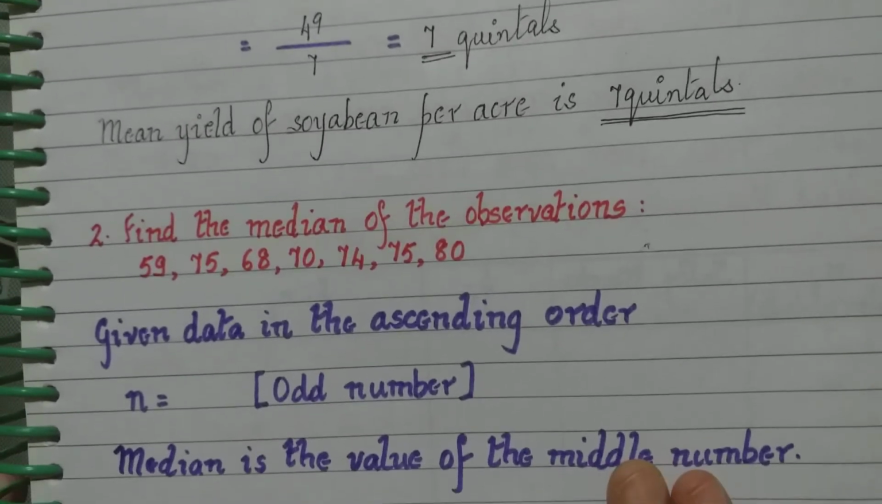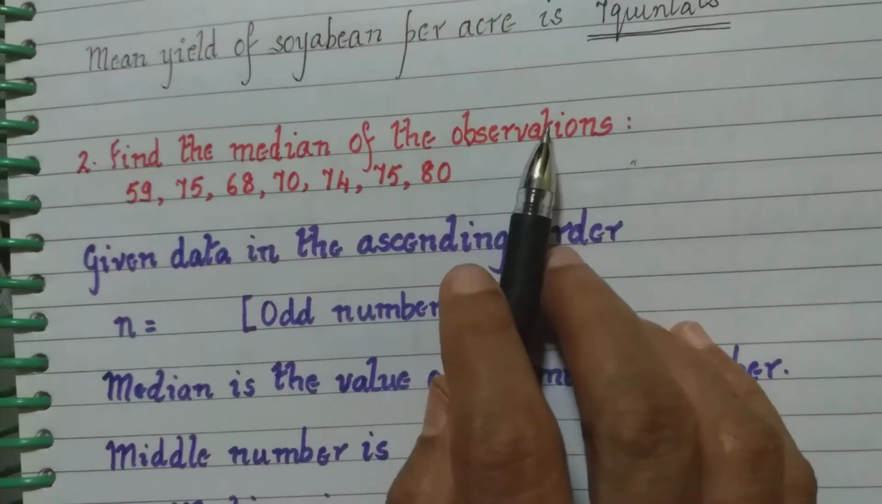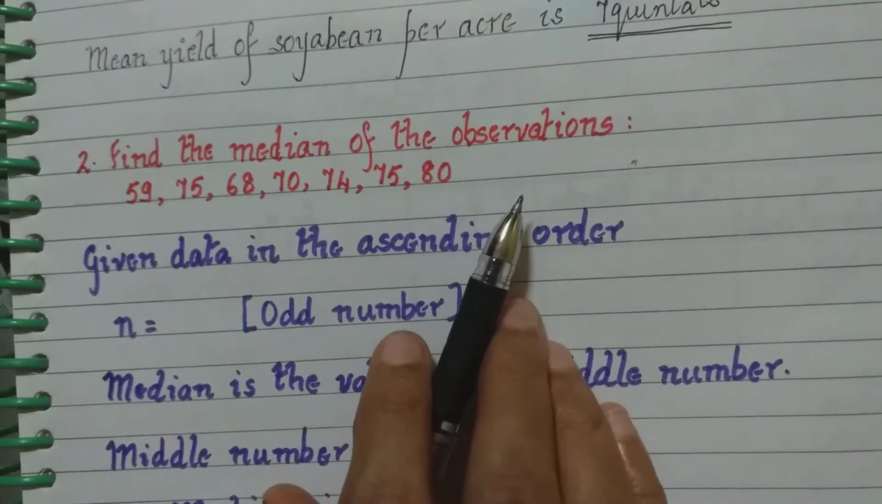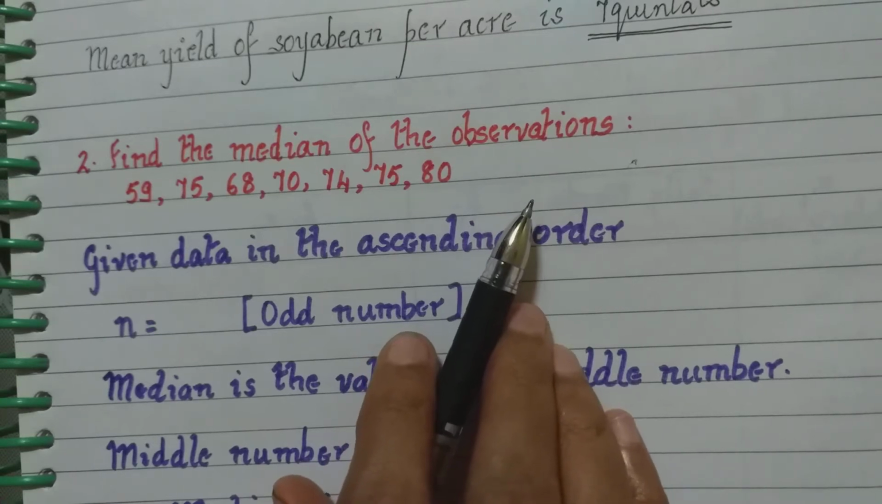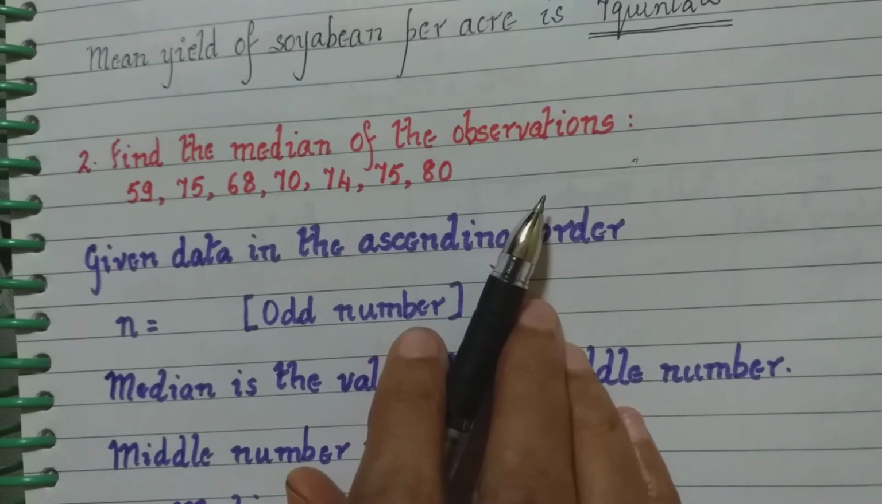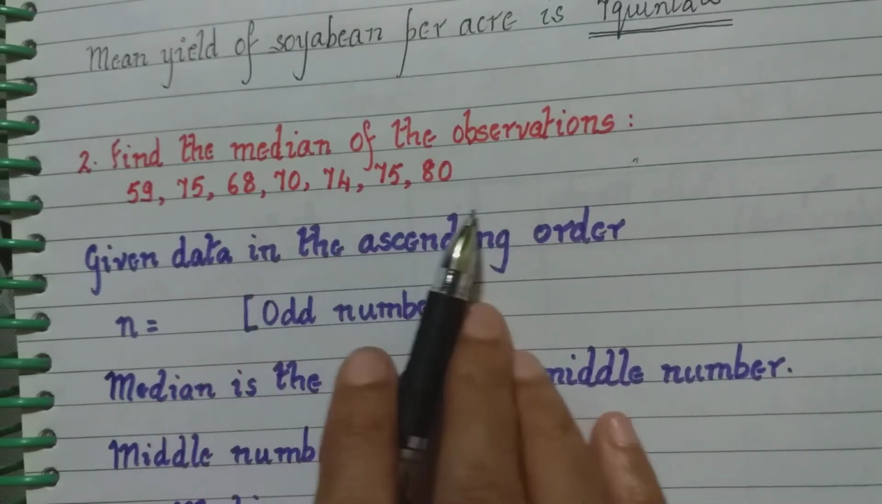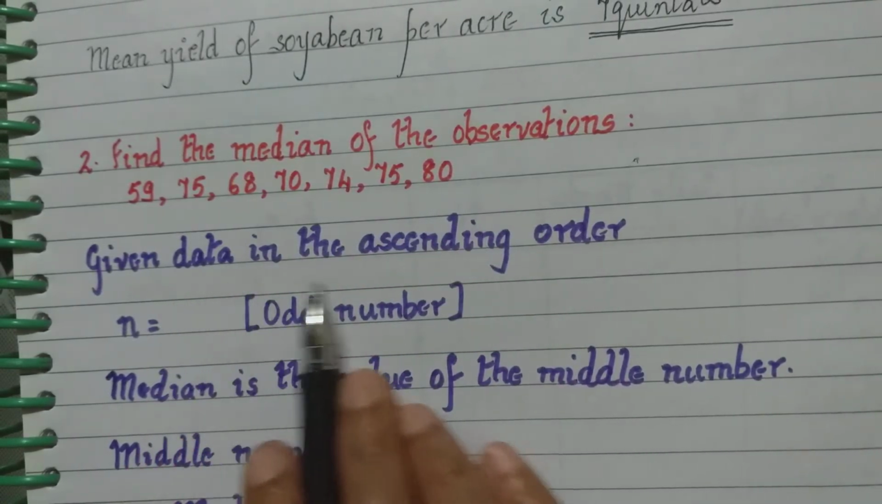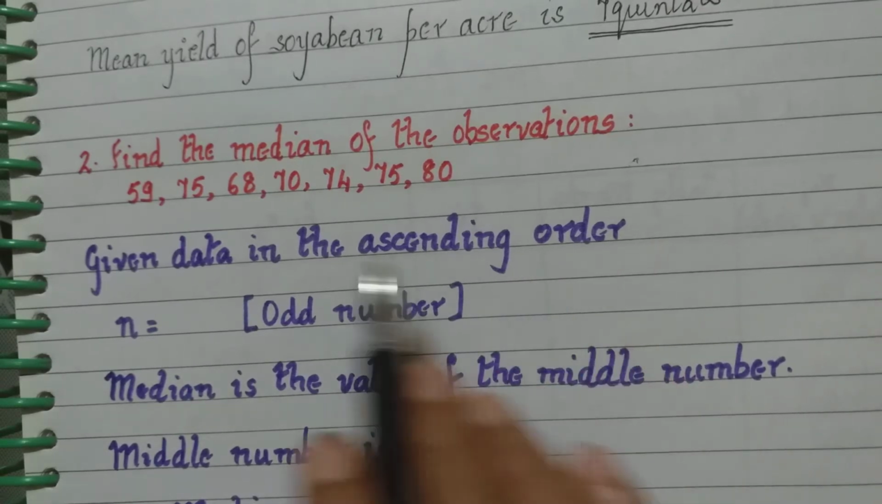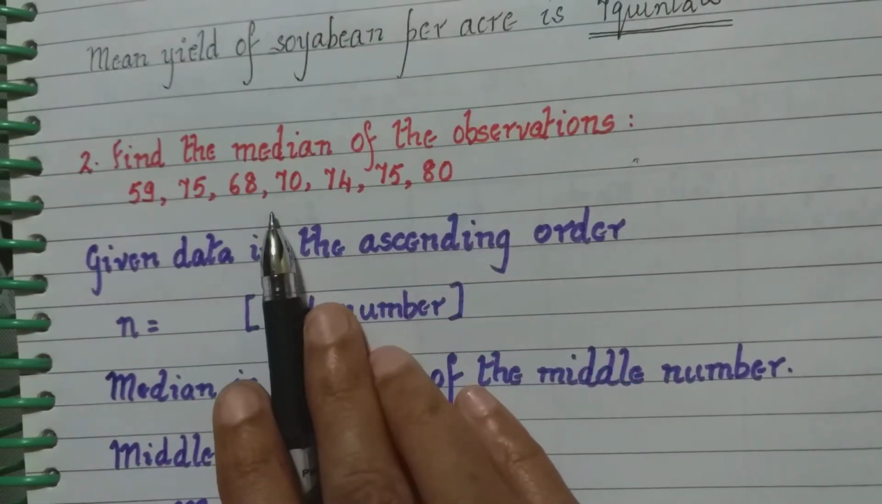See the second question here. Find the median of the observation. Whenever we have to find the median, you have to remember that whatever the observations are given, we have to arrange them, usually in the ascending order. So they have given some observations here. Now, given data in the ascending order. So let us arrange now in the ascending order.